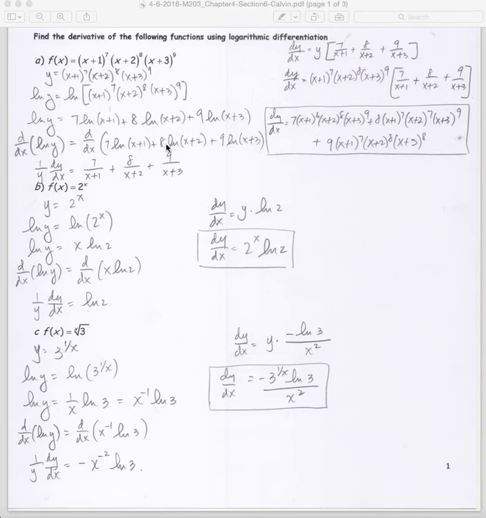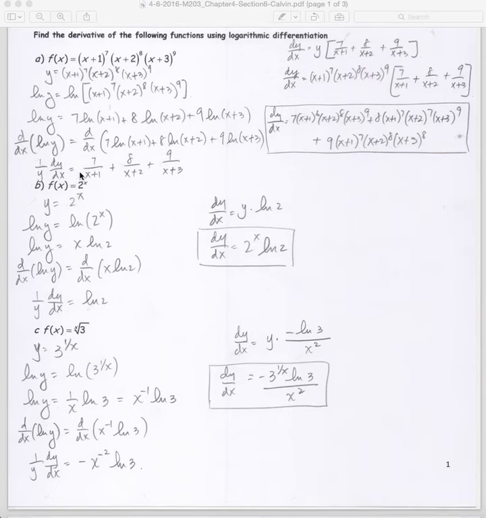Same thing with 8 times 1 over x plus 2 times the derivative of x plus 2, which is 1. And then 9 over 1 times x plus 3 times the derivative of x plus 3, which is 1. So when everything's said and done, your differentiation shows 1 over y dy dx is equal to 7 over x plus 1 plus 8 over x plus 2 plus 9 over x plus 3.